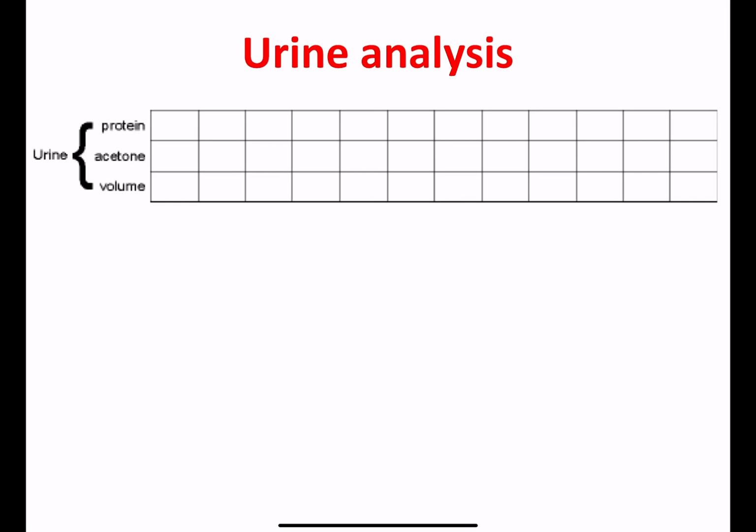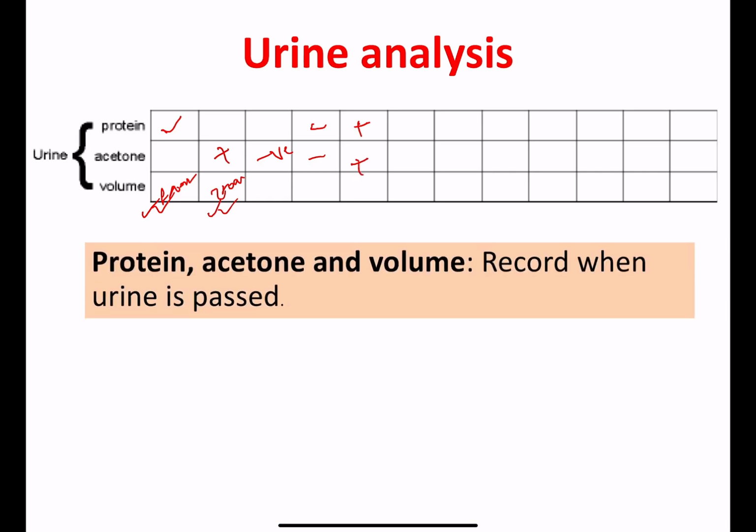Now over here we will be plotting the information of urine examination. We will be recording the urine volume, the output of the urine, whether it might be 100 ml or 200 ml. And if there is any presence of protein in the urine, it has to be recorded over here. If there is any presence of acetone, it has to be recorded here. If it is negative, then we will mention negative, but if it is positive, we have to record it with a plus. So protein, acetone and volume are recorded when urine is passed.